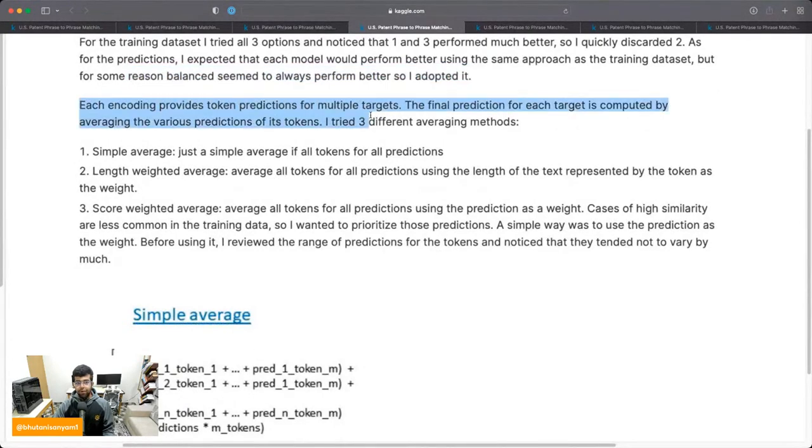Each encoding provides token predictions for multiple targets. And the final prediction for each target is computed by averaging the predictions of its tokens. These are either simple averages, length weighted averages, or score weighted averages.